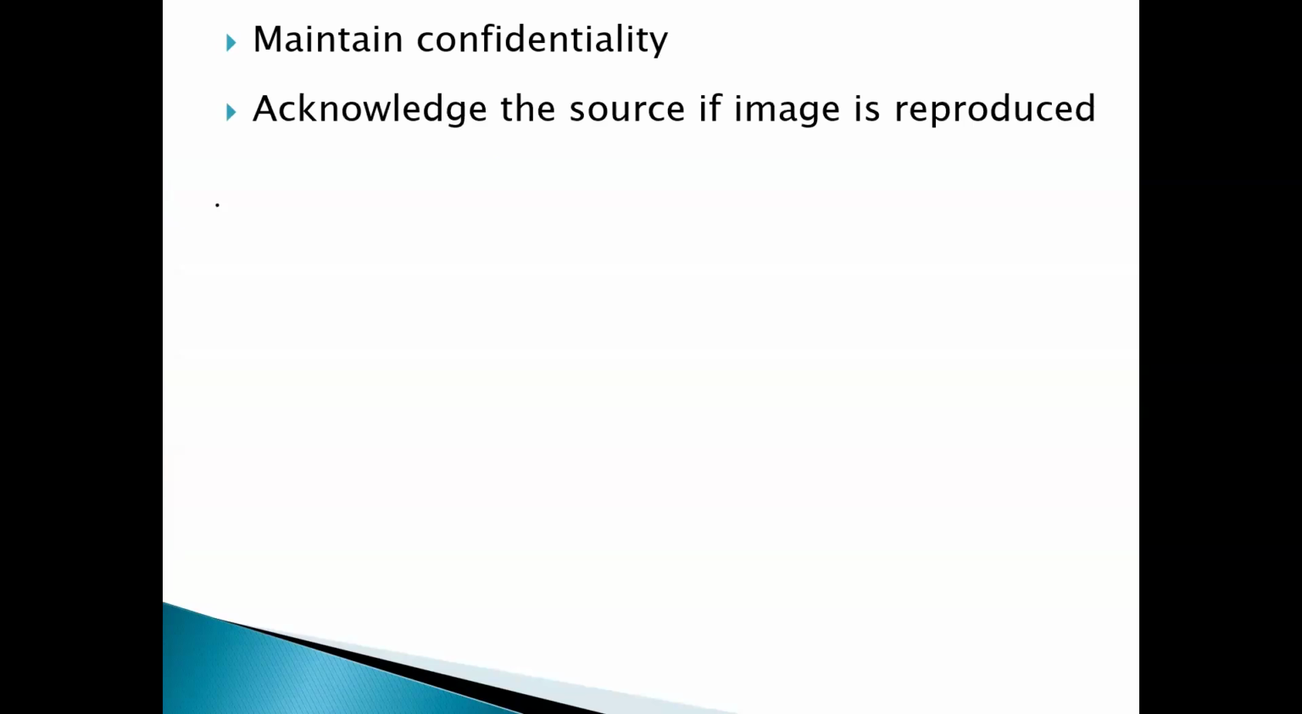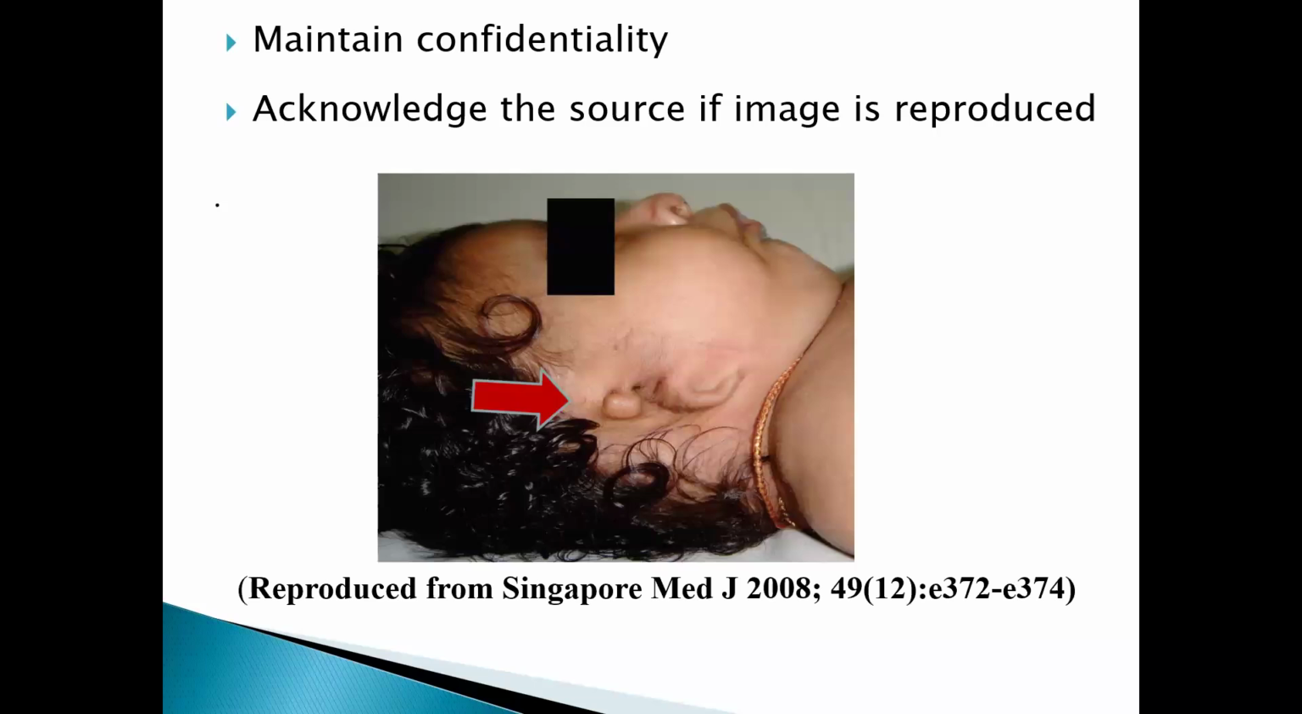And if you are using human figures, it is always important to maintain confidentiality. How do you do that? One, you hide their face or the eyes. And if you are reproducing an image from another source, you have to acknowledge the source. For example, here you can see the identity is hidden by covering the eyes, and an arrowhead is used to indicate where the reader has to look. And if it is a reproduced image, you have to state under the figure that it is reproduced from this particular journal, and you can quote that reference.